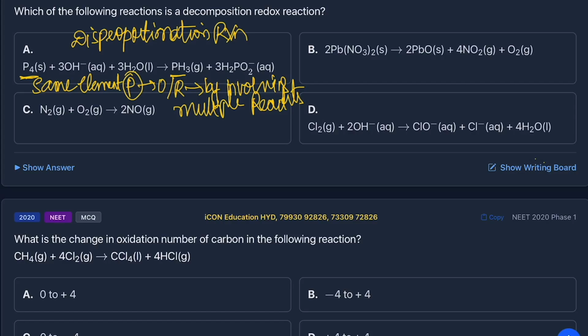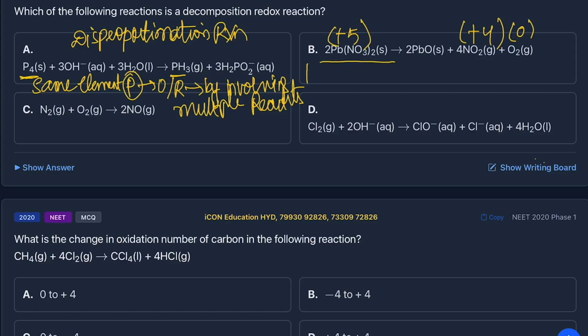Next, check option B, that is Pb(NO3)2. Here Pb has oxidation state +2, NO2 has an oxidation state of +4, and O2 is in elemental form, so it has 0. Here a single compound, lead nitrate, breaks down into products; this is a single compound.